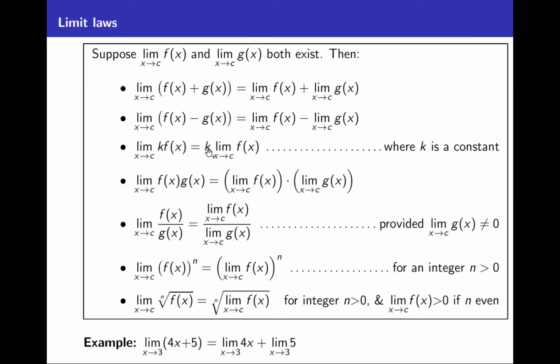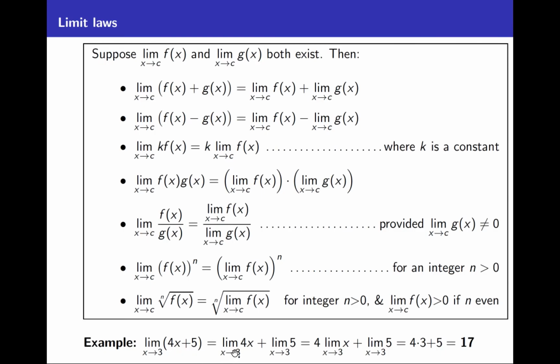And then by the constant multiple rule, a constant k can come out of the limit. So this 4 can come out of this limit. And we get 4 times the limit as x approaches 3 of x plus the limit as x approaches 3 of 5. Now the limit as x approaches 3 of x, by one of our basic limit laws from the previous slide, is just 3. And also, by one of those basic limit laws, the limit as x approaches 3 of the constant 5 is just equal to 5. So we get 4 times 3 plus 5 equals 17, which you probably already surmised.